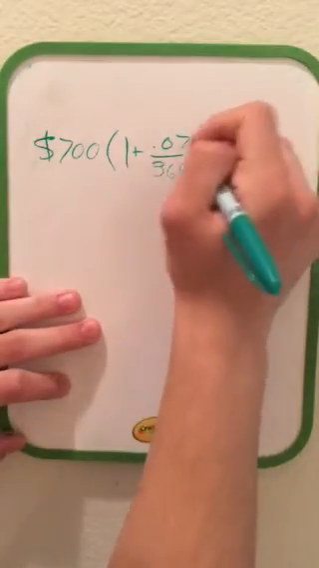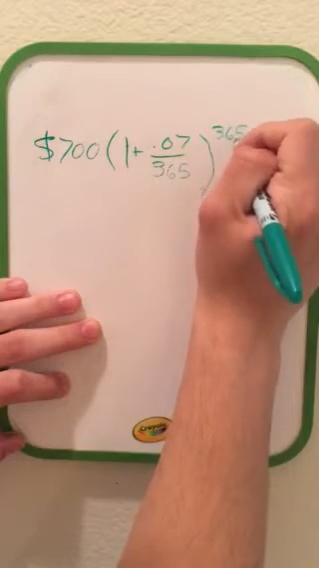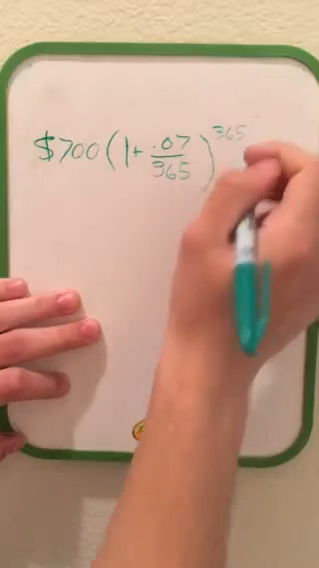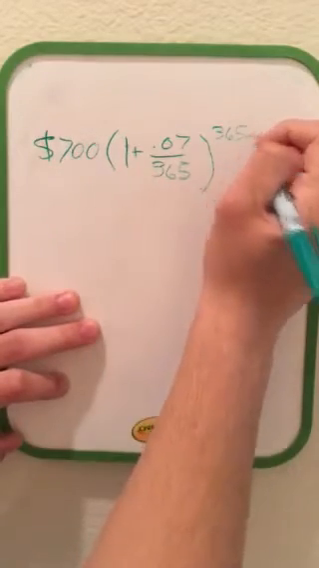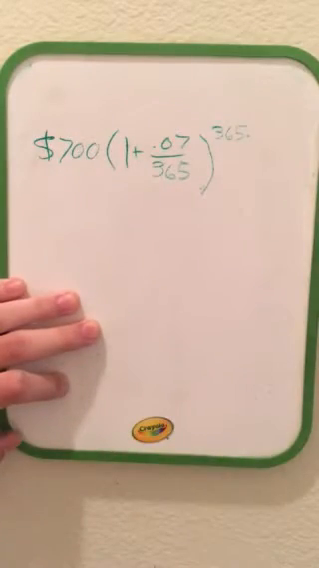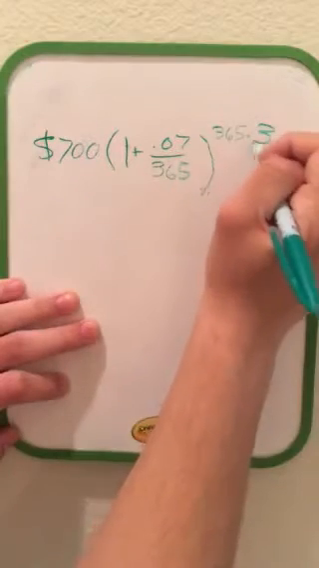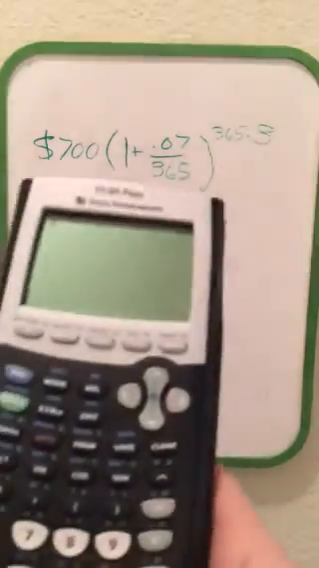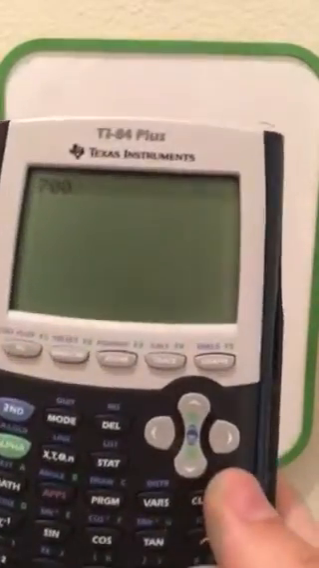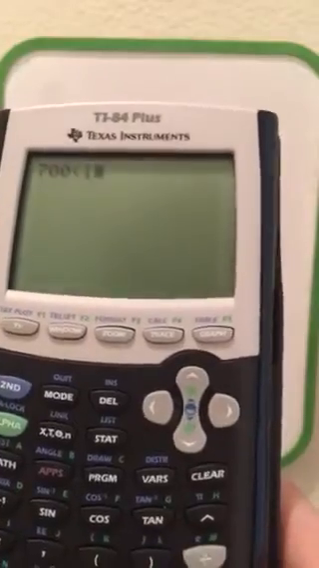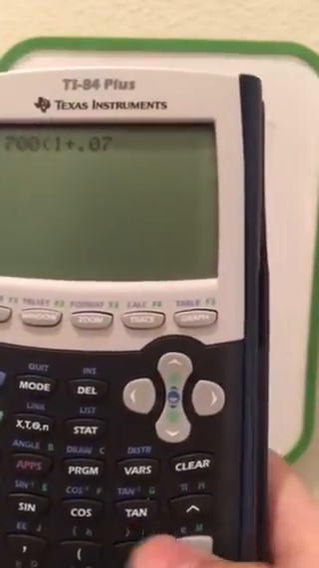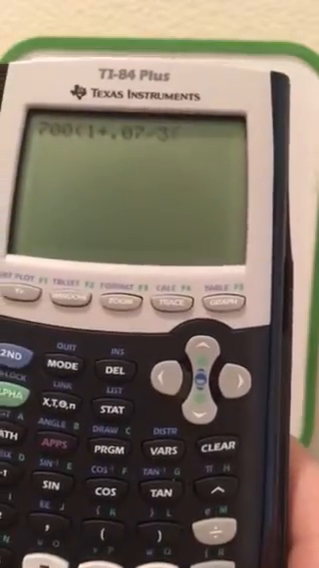And then up here we obviously have 365 times, here, let me make that a little more clear. 365 times, let's say this is over the course of 3 years. Okay, so that all checks out with our parent function. Let's try it out real quick. 700 plus 0.07 divided by 365.